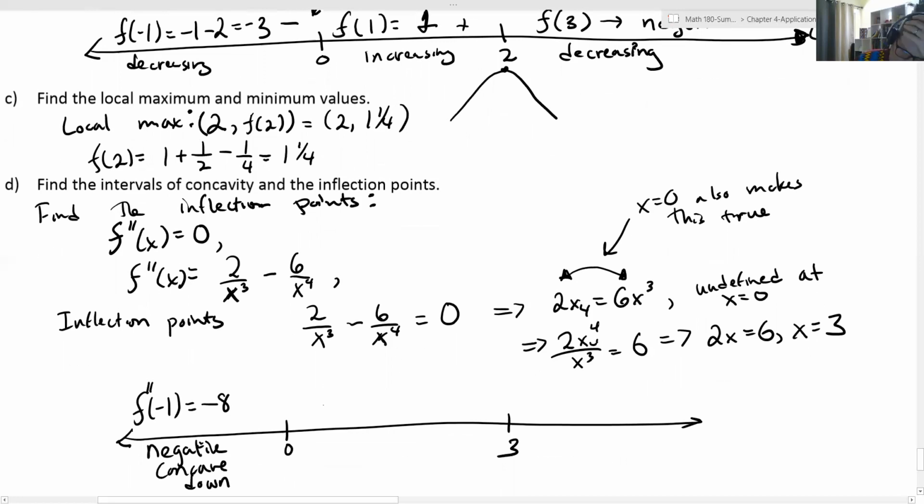Okay. F of, let's see, f of, call it 1, right? So you definitely don't want to use 0 because you can't use 0. So let's try f of 1. F of 1 is going to give me 2 minus 6, okay? And so that ends up being -4. So it's also going to be negative. It'll be concave down.